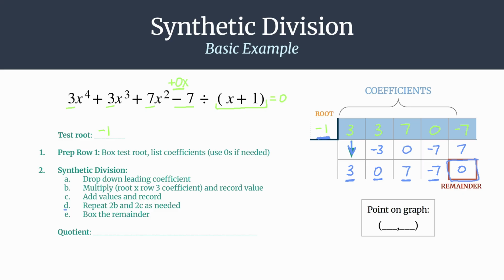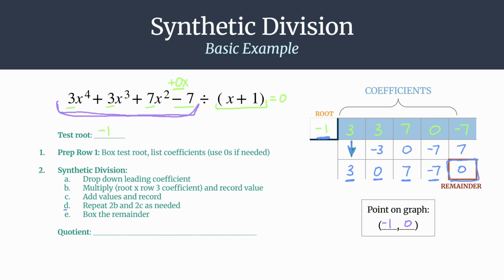Of course, my diagram already shows that boxed. So we see that x plus 1 does divide equally into our larger polynomial. Okay, I go ahead and I list the point on the graph because at some point you might be graphing that larger polynomial. We know -1, 0 is a point on this polynomial's graph. That could be helpful for your future studies of polynomials.